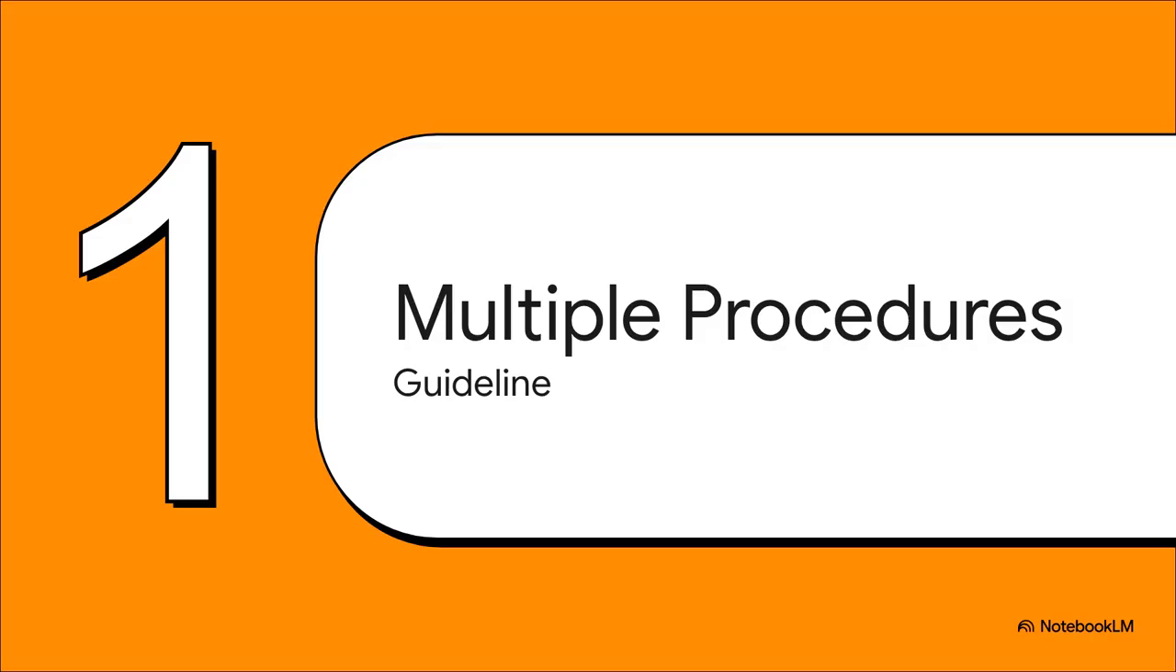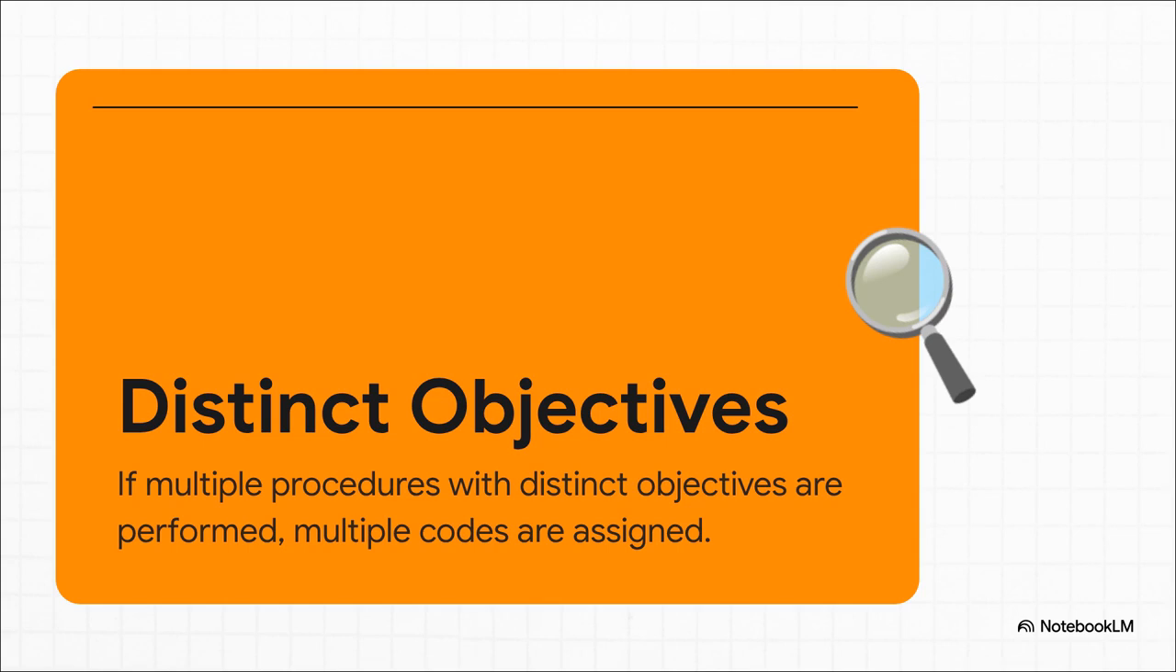Section 1. The Multiple Procedures Guideline. One of your absolute biggest challenges as an inpatient coder is staring down a massive, complex operative report and figuring out: do I report one single all-encompassing code here, or do I need multiple codes for the same surgical episode? Here is the baseline logic you've got to memorize. Distinct objectives equal multiple codes. The official guidelines make it pretty clear. If multiple procedures, defined by distinct objectives, are performed during the same operative episode, then multiple codes are assigned.